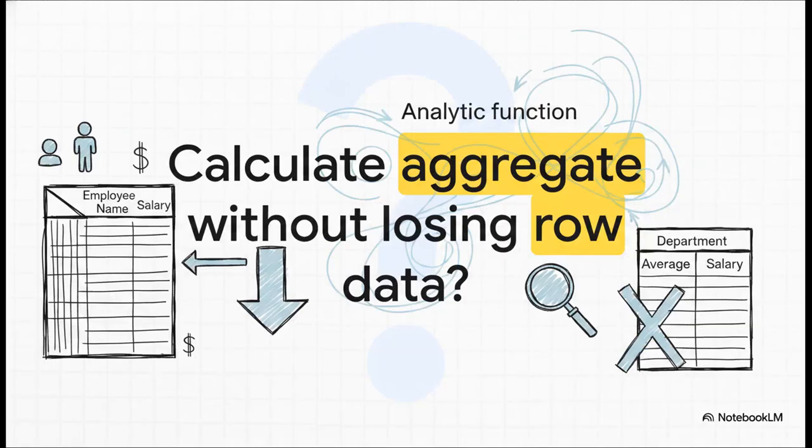All right, picture this, the classic database developer's dilemma. You've got a table packed full of employees, right? And you just want to know the average salary for their department. Easy enough, but the very second you throw in a standard SQL GROUP BY clause, poof, all those vital row-level details, like the employee's actual name and their individual salary, they just vanish. You're left staring at grouped department data. You aggregated it, sure, but you completely lost the context. So the big question is, how on earth do you calculate an aggregate without losing that individual row data?